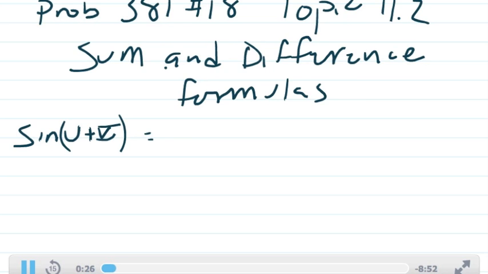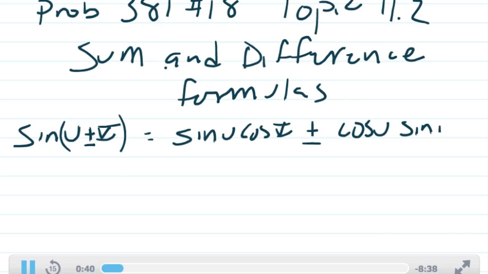That's equal to sine of u cosine v, we're going to do this as plus and minus, is plus or minus cosine u sine of v. The important thing to recognize here is that these signs are the same. If there is a plus here, there will be a plus here. If there's a minus here, there will be a minus there. Those signs are always the same.